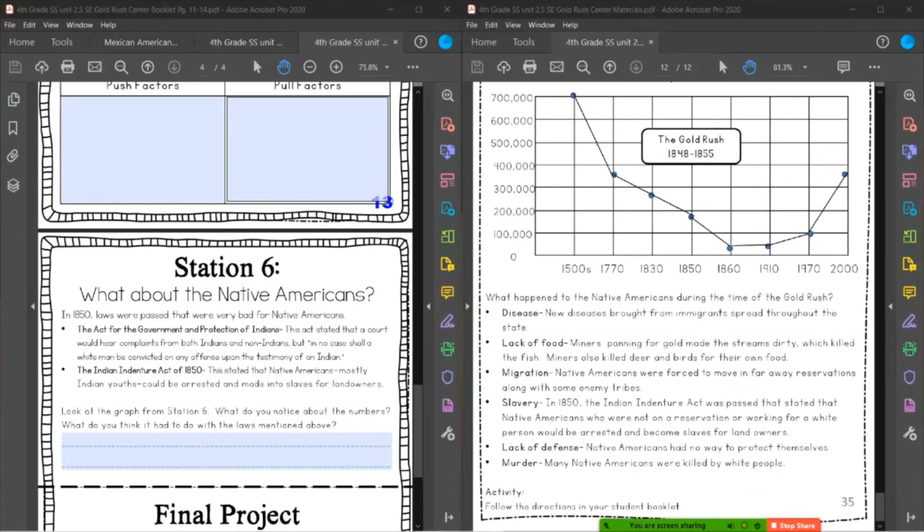You'll see that there was an increase in disease. So new diseases that were brought from the immigrants spread throughout the state. And those diseases decreased the population of Native Americans because they would catch these illnesses and diseases and pass away from them.